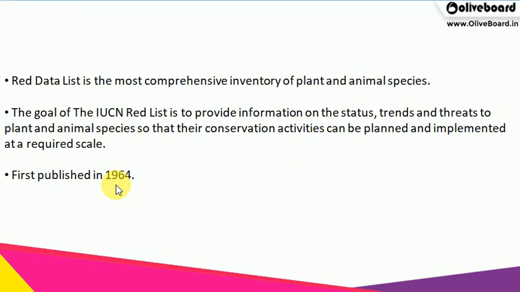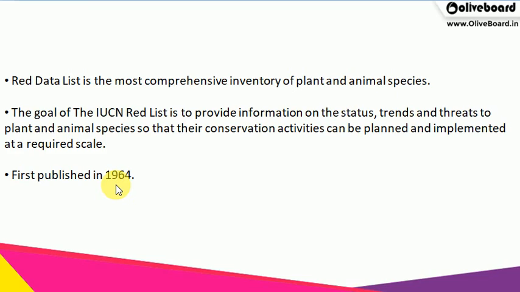So the Red Data List is the most comprehensive inventory of plant and animal species. It lists all the species, plants, animals, birds which are threatened or endangered or vulnerable or which are already extinct. For example, dinosaurs were once roaming on the earth, but now they are extinct. We don't find them anymore.